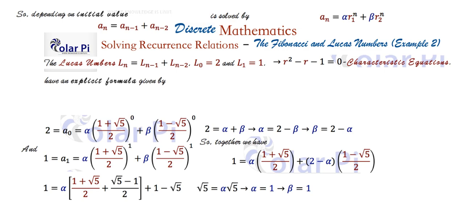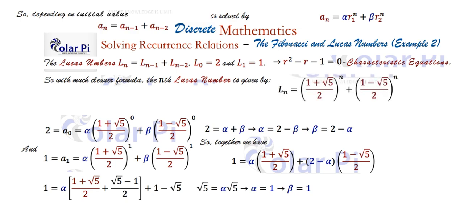So that means that the Lucas number sequence will have a much cleaner formula, right? And, well, a cleaner formula, which is this. Yeah? All right, cool.